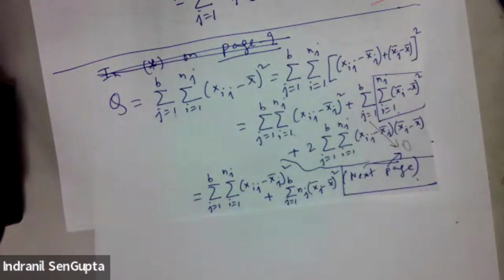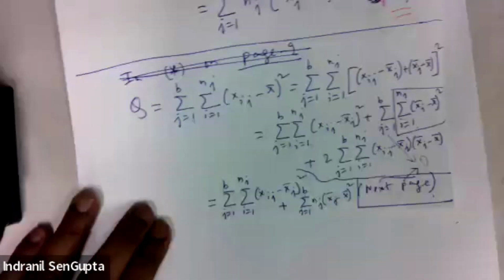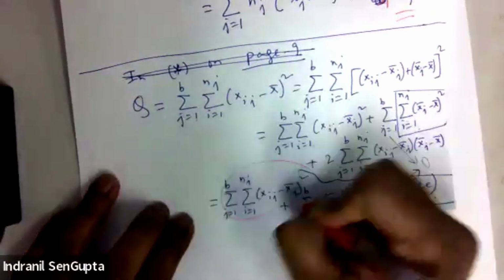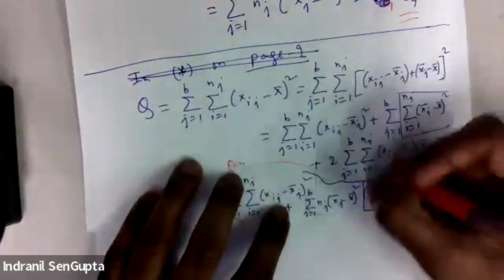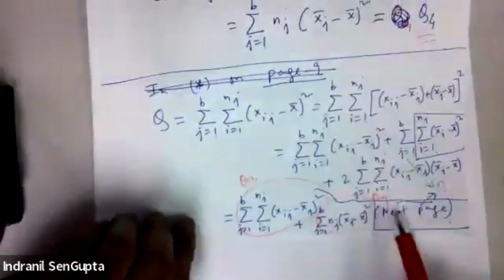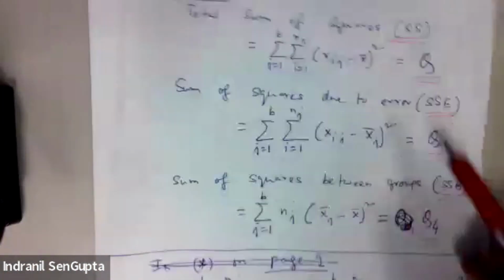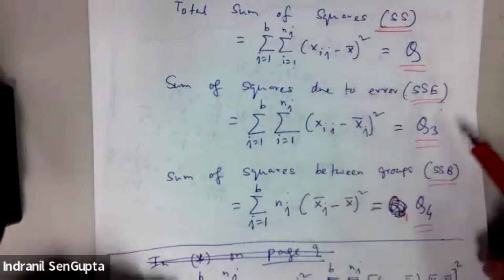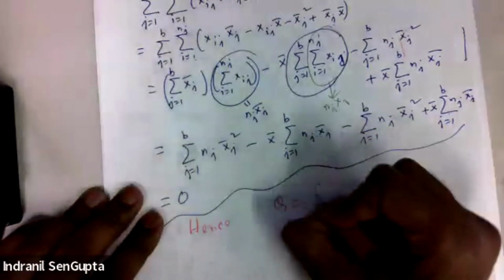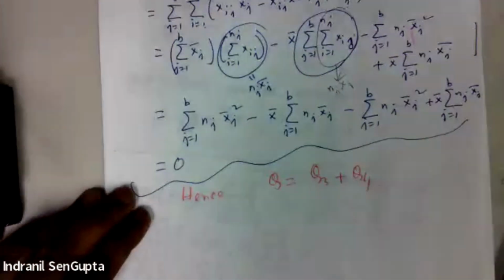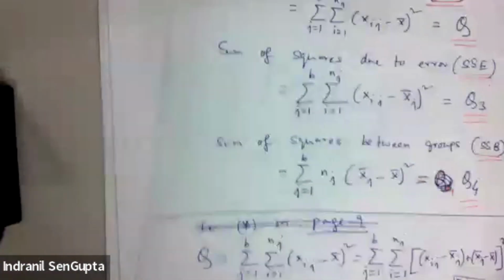Now, if you recall, this is our Q3, and this is our Q4. We have defined it right here. Q3, Q4. So this Q is really broken in two parts, Q3 and Q4. So hence, we found that Q is really Q3 plus Q4. Okay. Very good. So we are almost close to having the derivation.